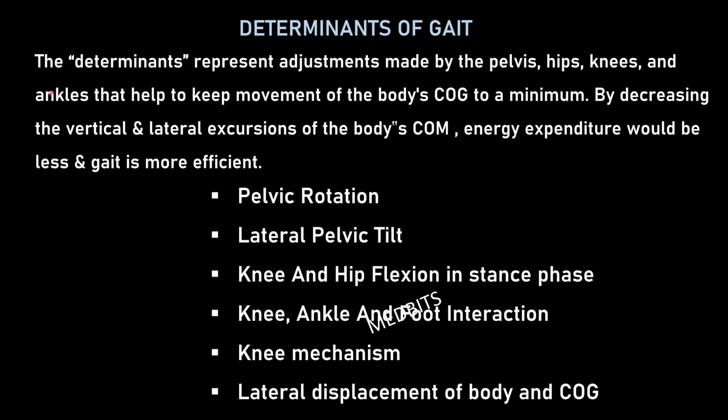Determinants of gait. The determinants represent adjustments made by the pelvis, hips, knees, and ankles that help to keep movement of the body's COG, which is center of gravity, to a minimum by decreasing the vertical and lateral excursions of the body's center of mass. Energy expenditure would be less and gait is more efficient. These are the determinants we'll be discussing, one by one.